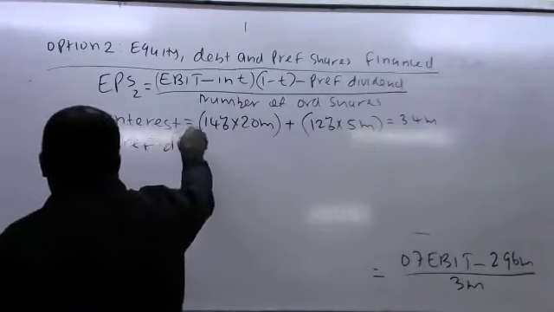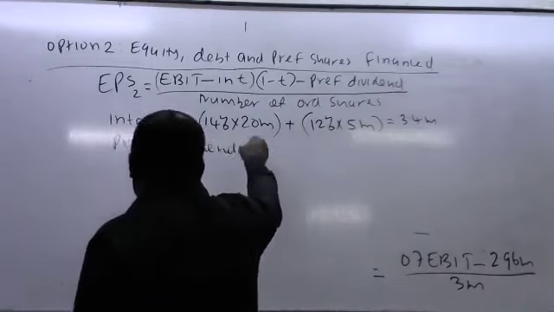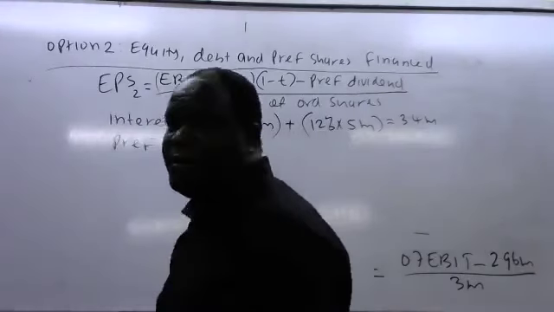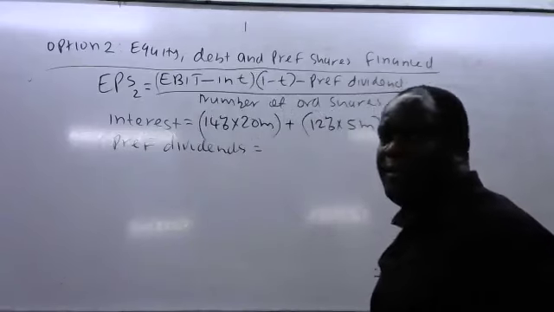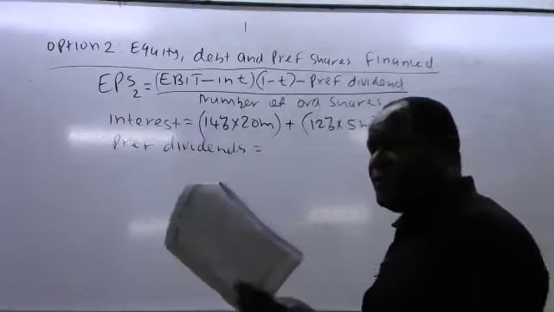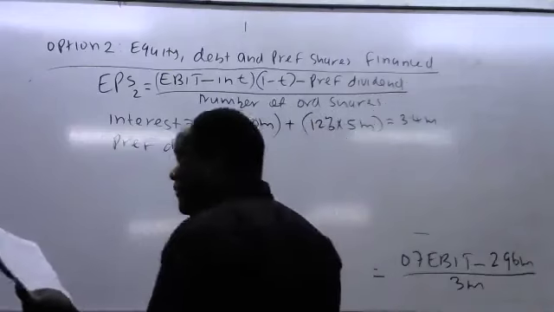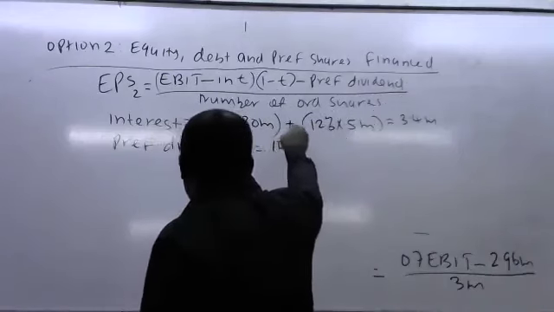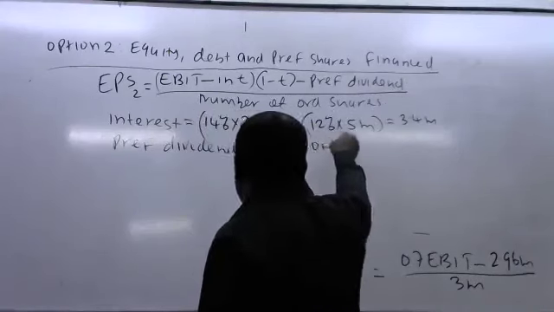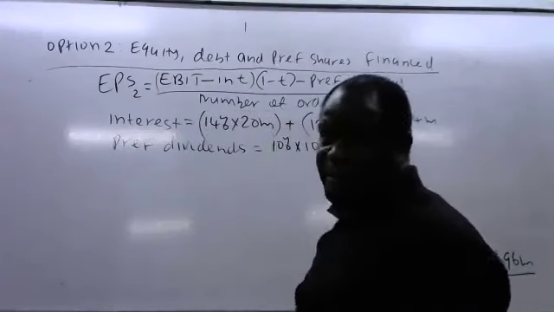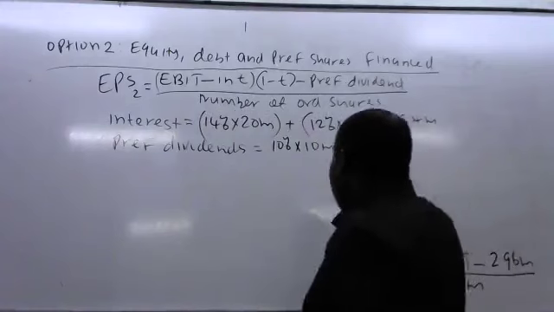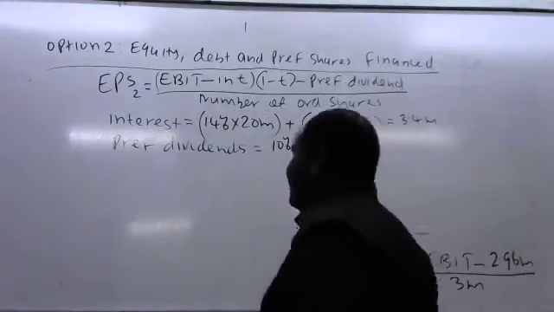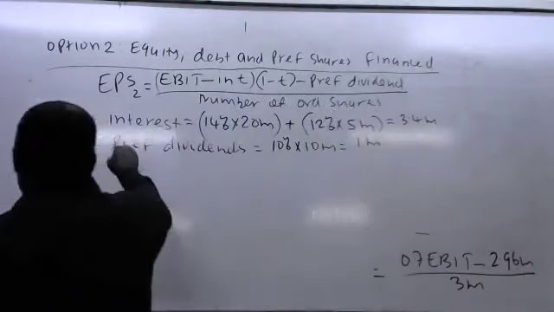Then the preference dividends have not been affected. So it will still remain what was initially there. So remember 10% of what? 10% of the 10 millions. So 10% of the 10 millions should be which figure? It was 1 million.